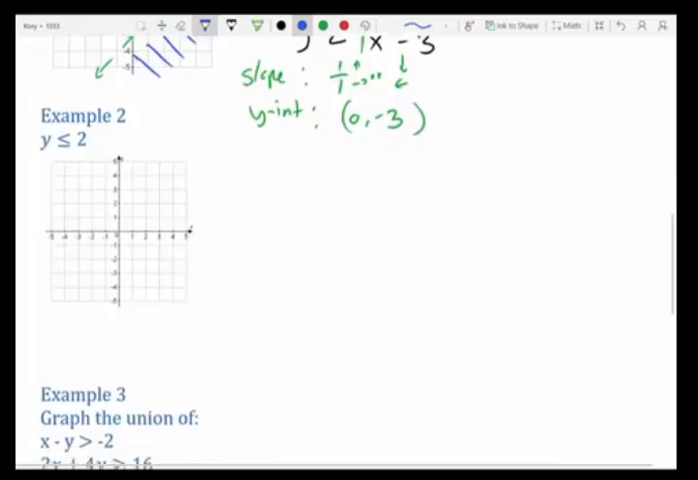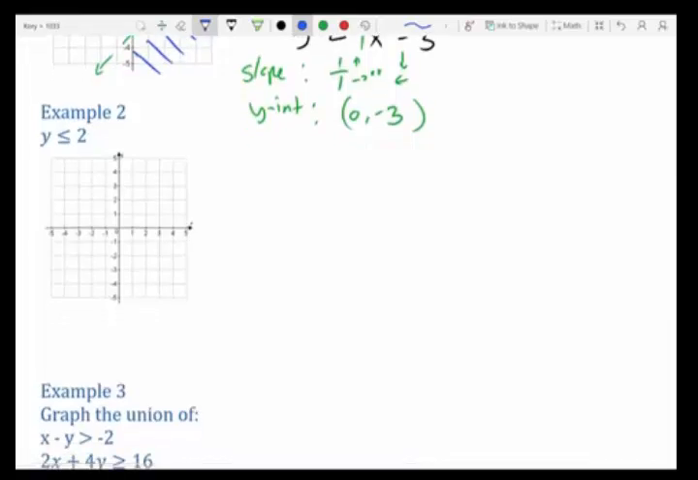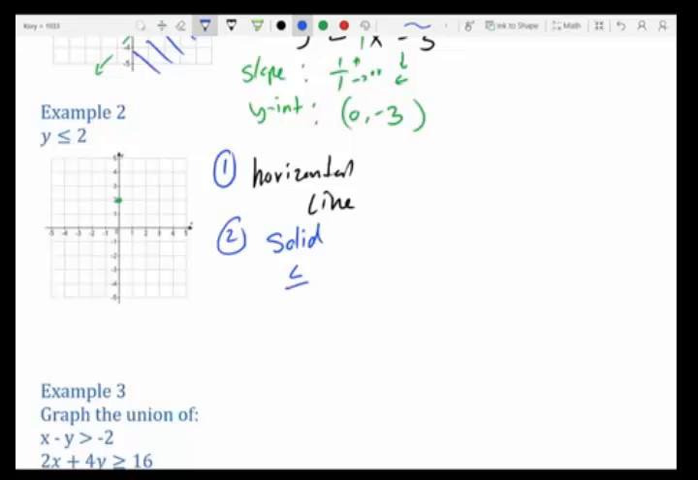Example 2. Now it's a special line. Is this going to be horizontal or vertical? Do you know? Horizontal, because it's y. So y equals 2, that's where we're going to go. So we have a horizontal line. We go to y equals 2, it's right here. Our second step, it's going to be a solid line because we have the line underneath. So solid line.